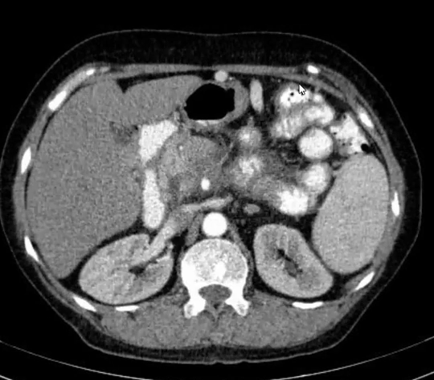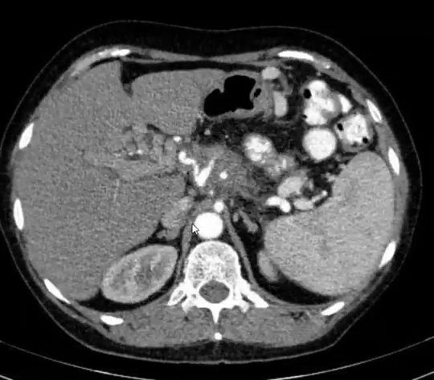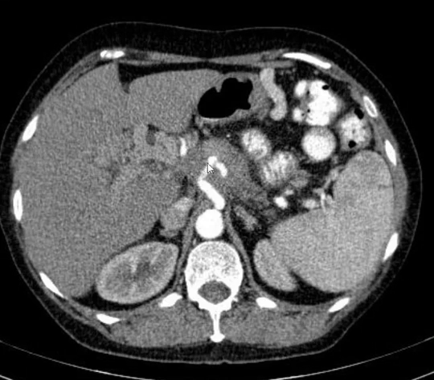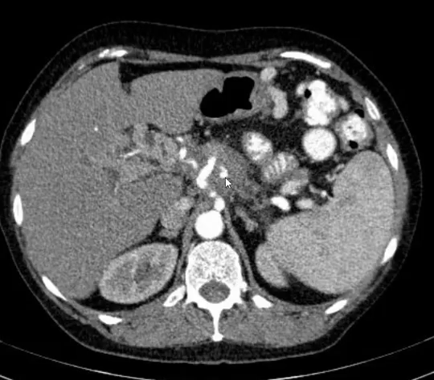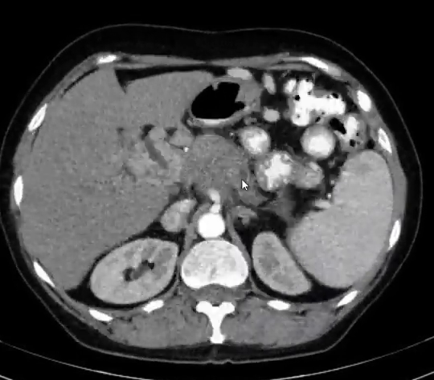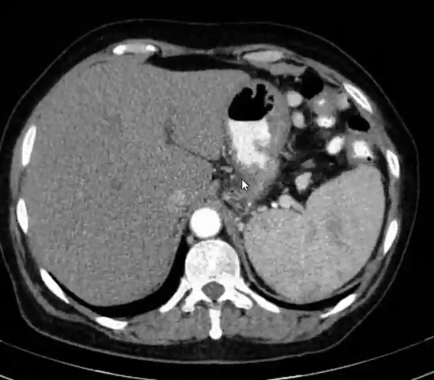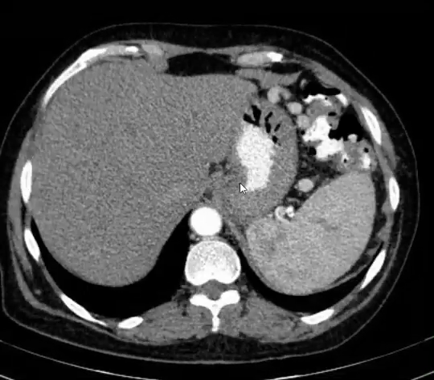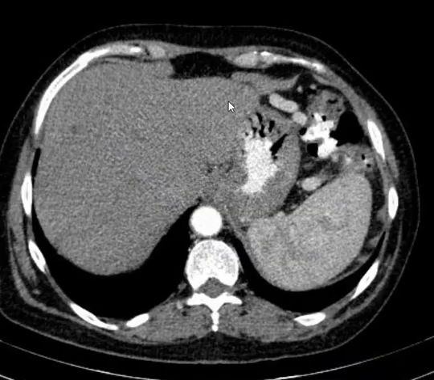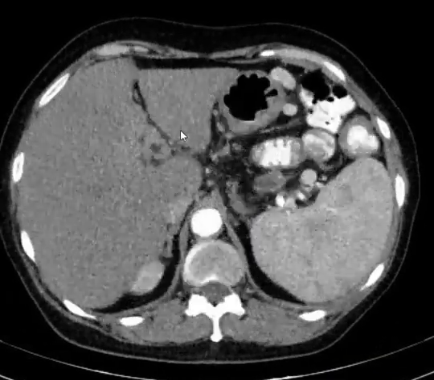So these are again the delayed phase. In the arterial phase, we can see nicely how it is encasing, that is 360-degree covering of the artery. There is some cyst also in segment 4A.